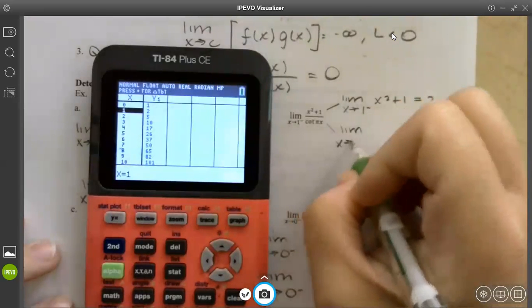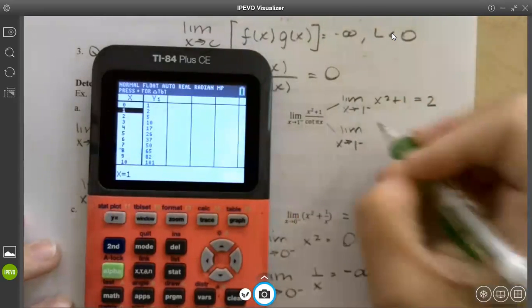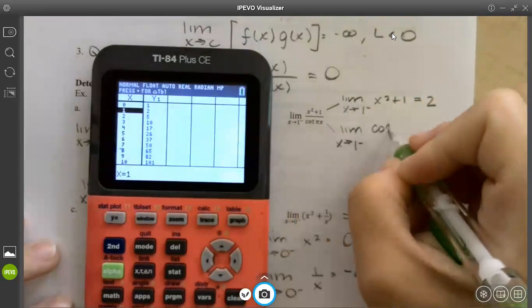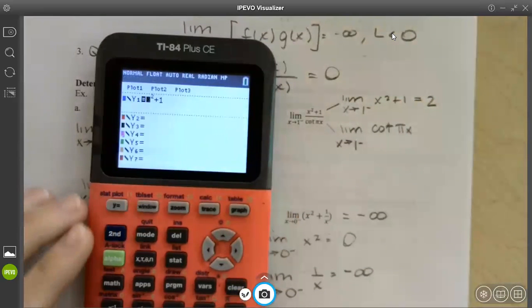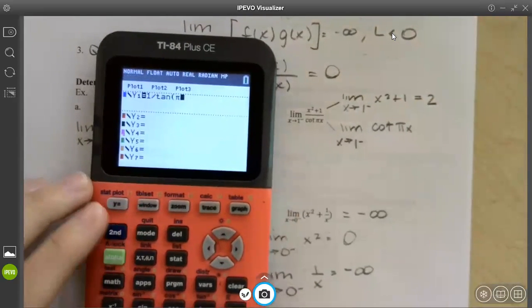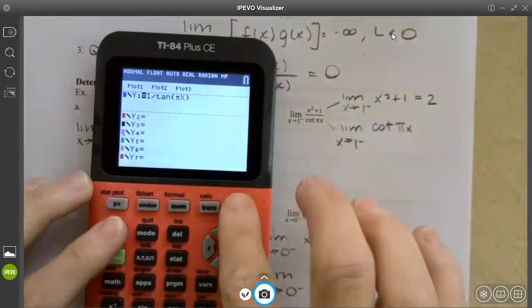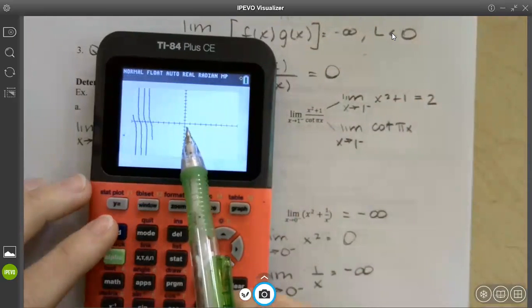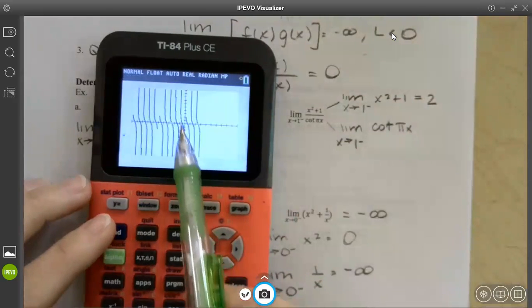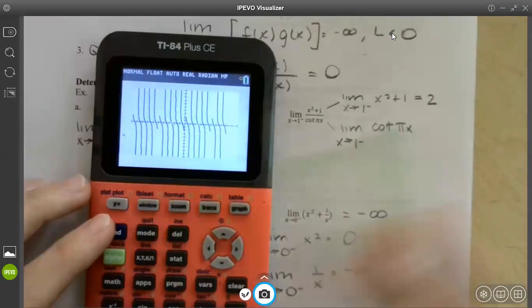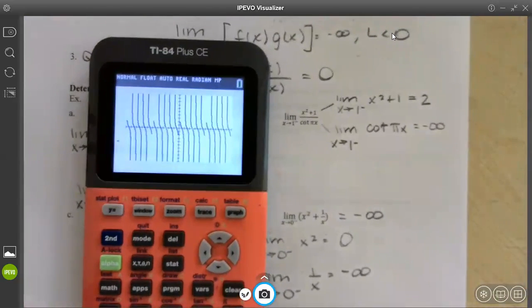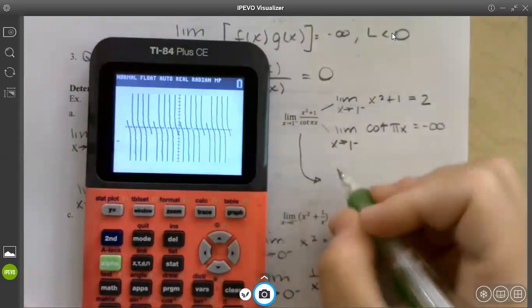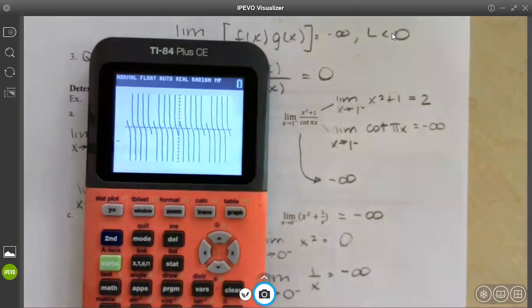The limit as x approaches positive 1 from the left of cotan pi x. What was cotan? 1 over tan pi x. 1 is over here. I'm approaching from the left. So what happened? Where does it go? Negative infinity. So then what is the full limit? That's it.